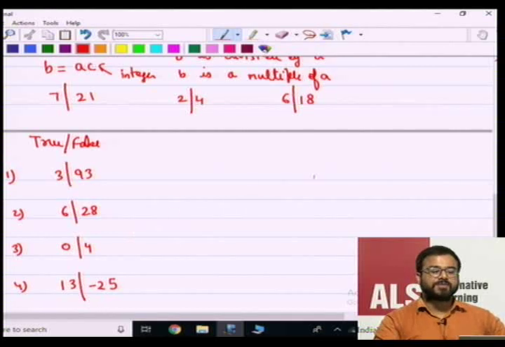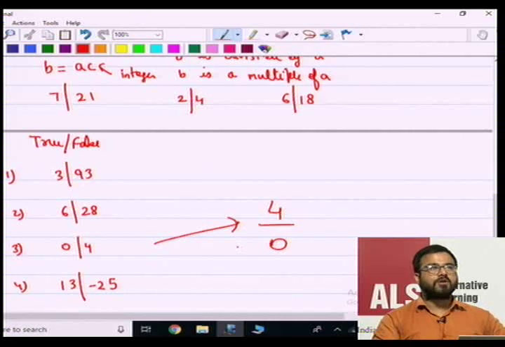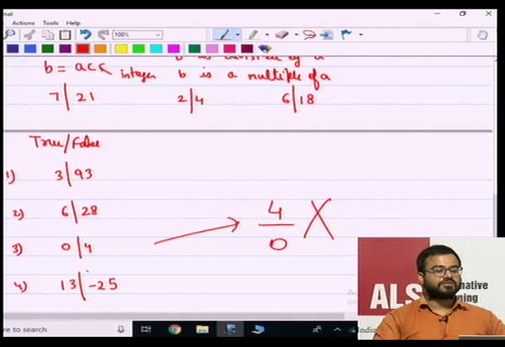0 divides 4 means we are writing 4 upon 0, and you all know that whenever the denominator is 0, that is not defined in mathematics. So this statement is mathematically wrong. So this is definitely false.